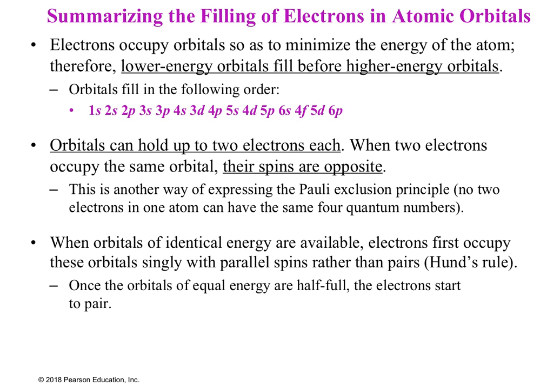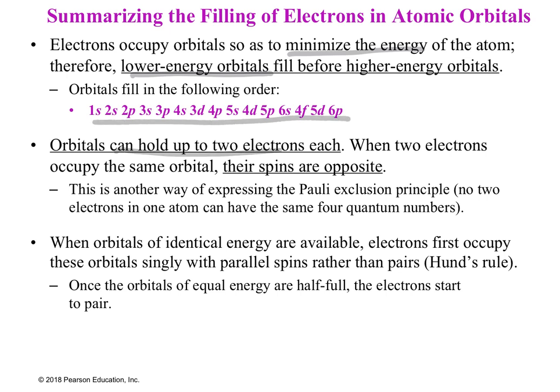All right, so quick summary. When we do electrons in orbitals, they're going to occupy to minimize energy, starting with the lower energy orbitals first before you fill the high ones. Here's the ordering, but we're going to use a periodic table.